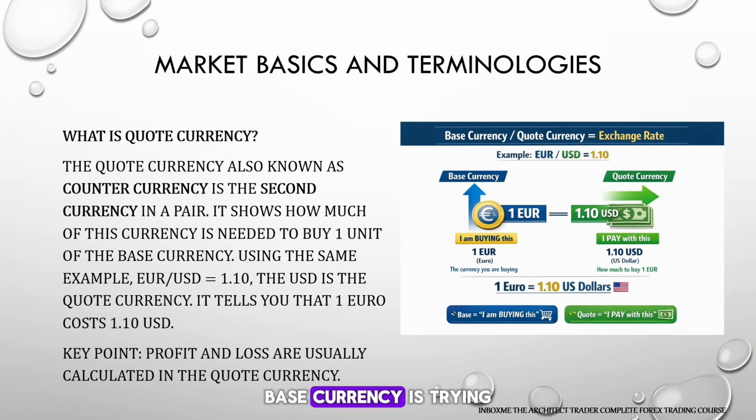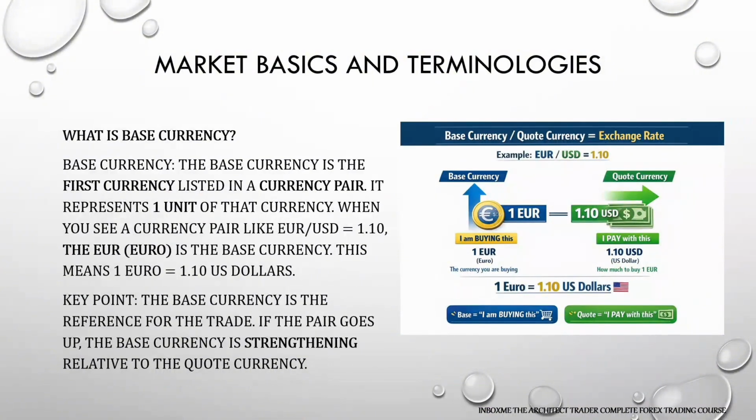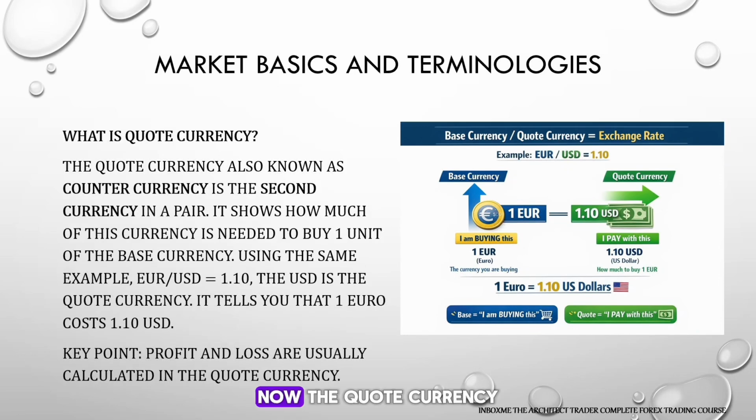Base currency is trying to tell you that you are just needing 1 unit of the first currency. Now the quote currency is telling you how much you need to get 1 unit of the base currency. So the key point here is that the profit and loss are calculated in the quote currency, because the base currency is static.